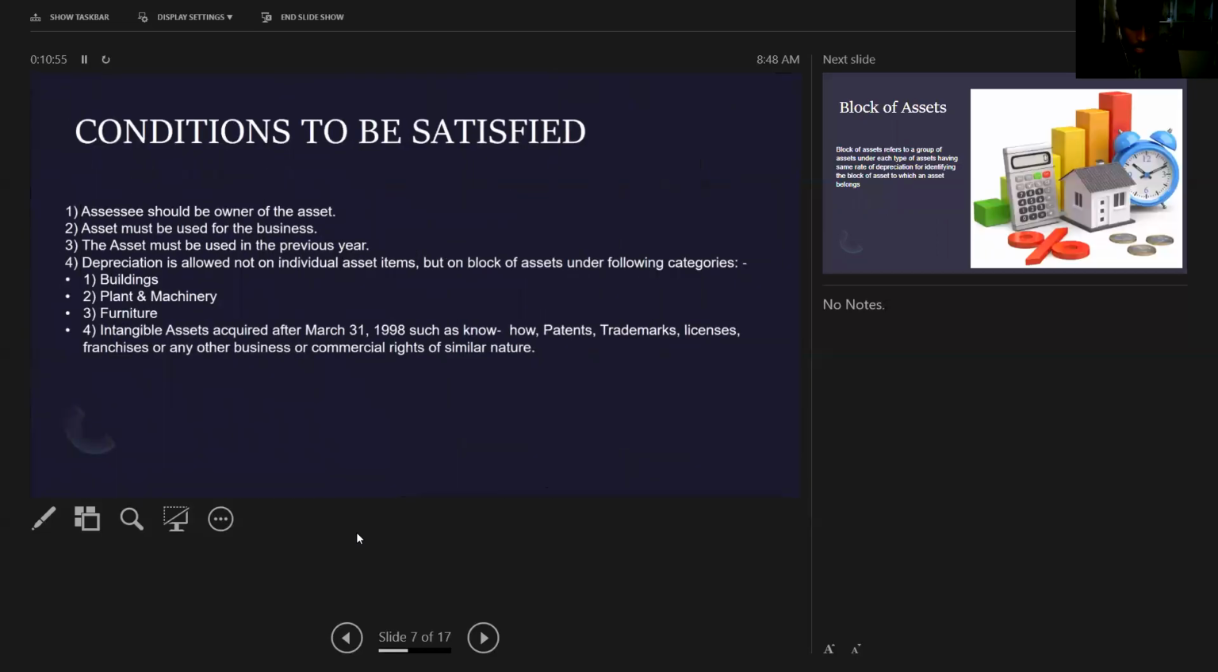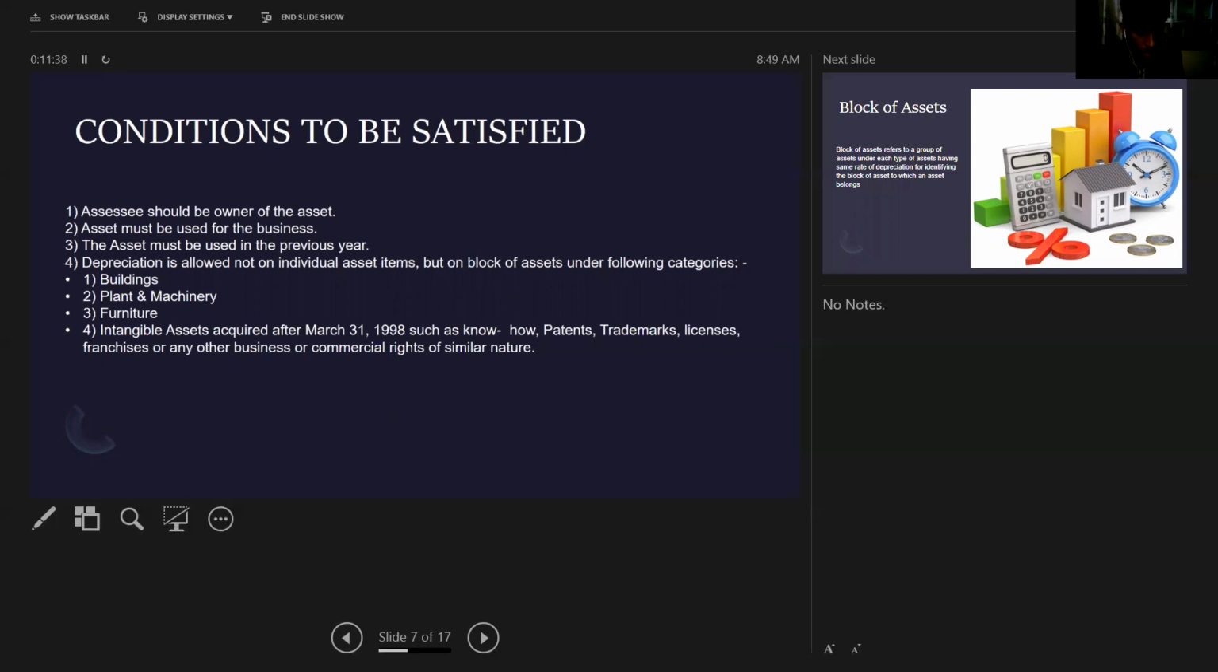Now there are certain conditions to be satisfied. Before going to these conditions, it is not necessary that the asset will always be eligible for depreciation. In order to claim such depreciation, there are certain conditions that have to be satisfied. So let's see the conditions. The first and foremost thing while calculating depreciation is that it is allowed in two categories of assets. One is tangible and the other is intangible assets.